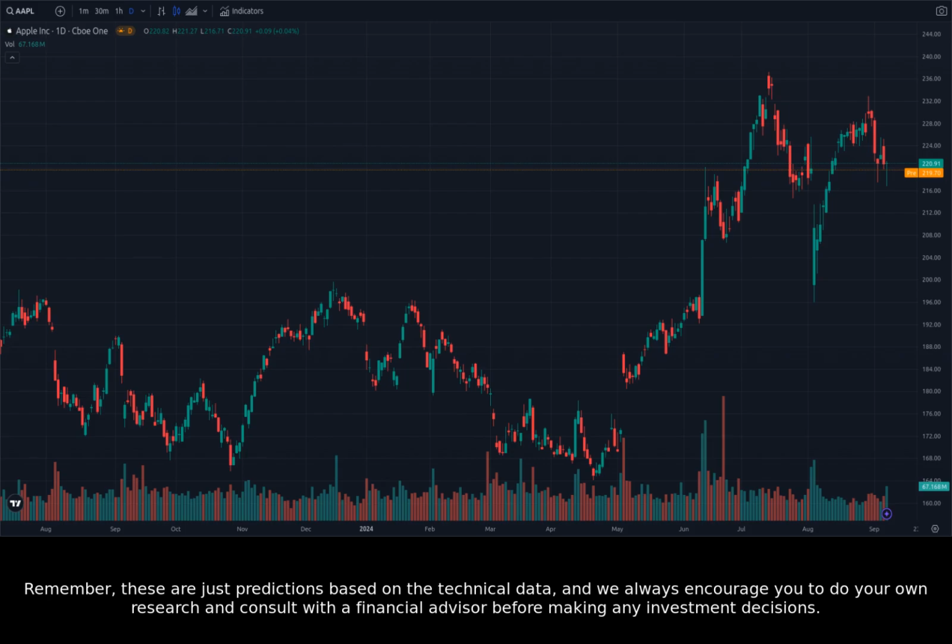Remember, these are just predictions based on the technical data, and we always encourage you to do your own research and consult with a financial advisor before making any investment decisions.